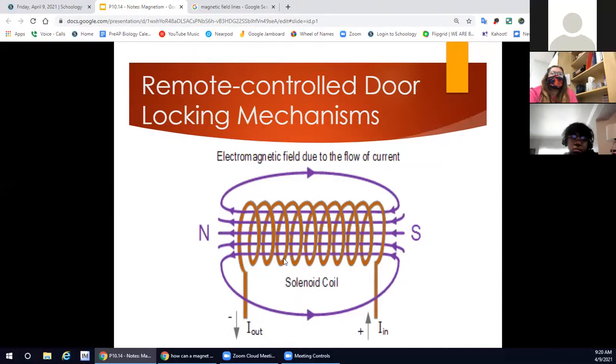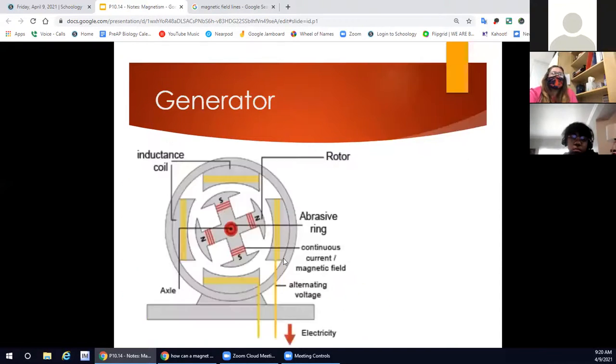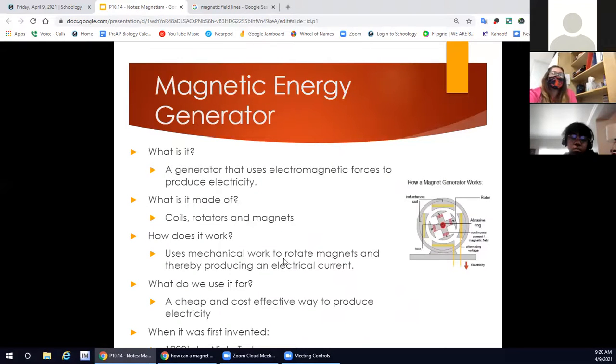Remote controlled door locking mechanisms. I talked about that. Generators. He did talk about that. Well, generators are awesome. This is what Tesla invented. These are giant magnets that just spin and spin, and because they're permanent magnets, they constantly spin forever and ever, and they constantly create energy forever and ever. If you look online, these magnetic generators cost a lot more money because they last forever. You don't even need to put gas in them.